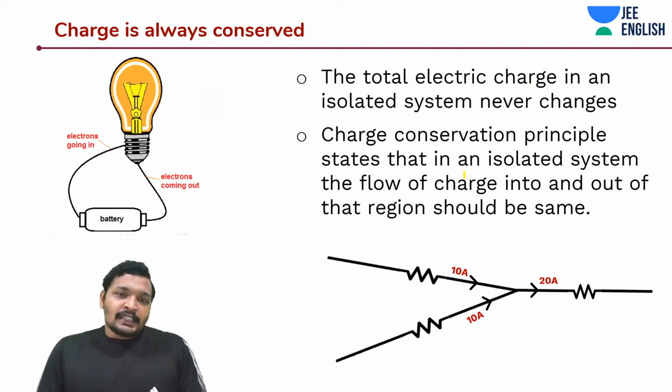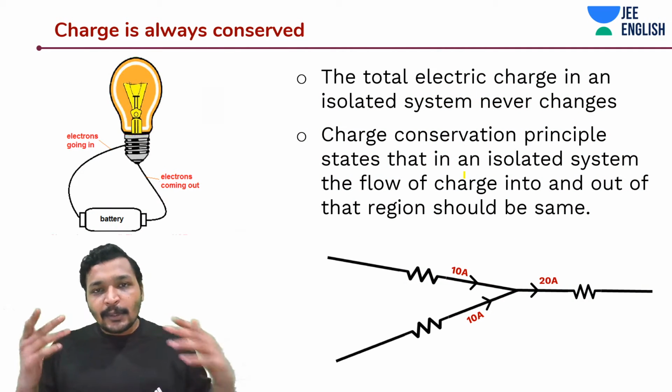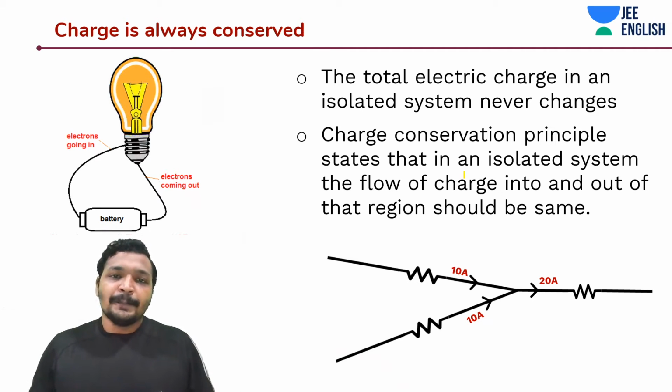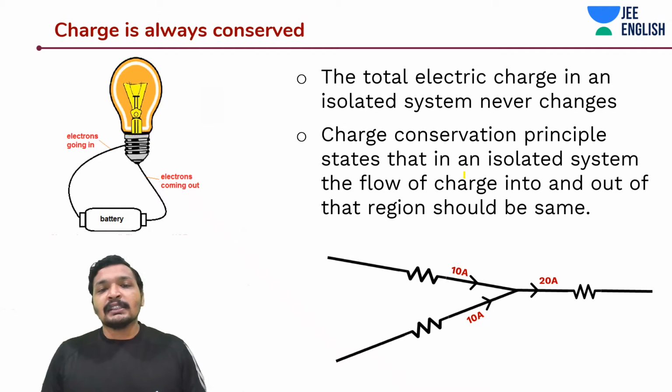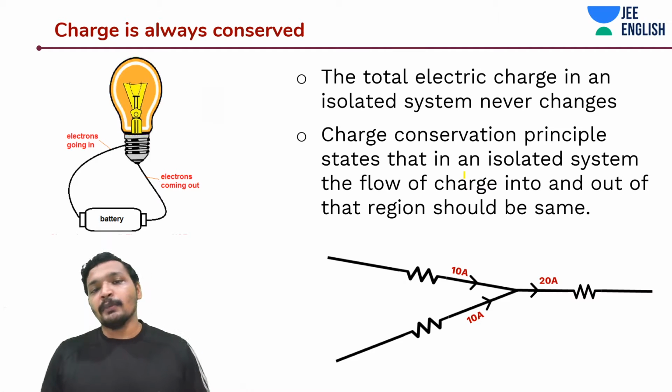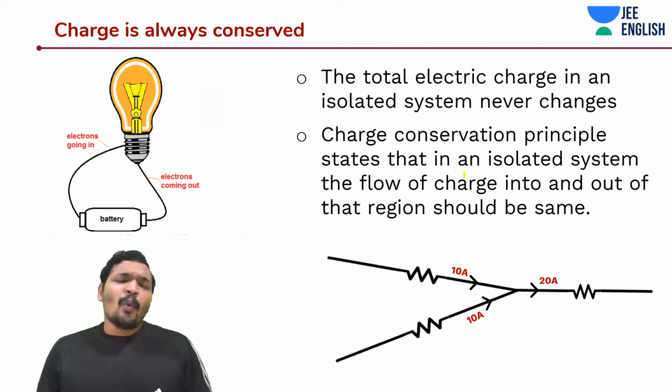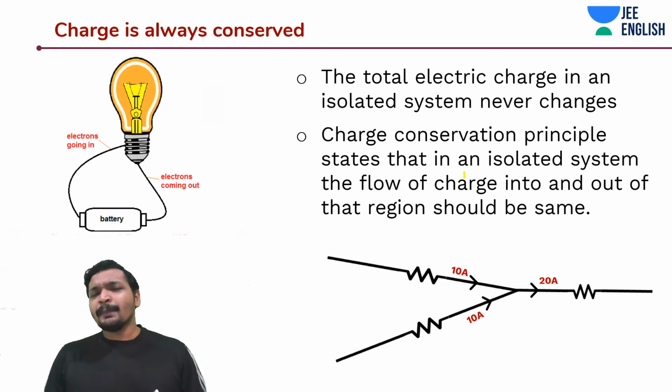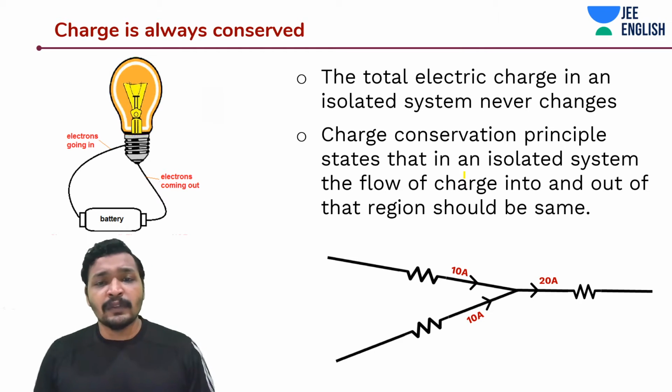So this is a very interesting concept. This is like the truth in electricity. So when we are talking about electricity, we are talking about charges, the flow of charges, rate of flow of charges, to be more precise. And what does rate of flow of charges tell you? Can there be a position in a conductor where the charges are not conserved? Of course, no. Charges are always conserved.